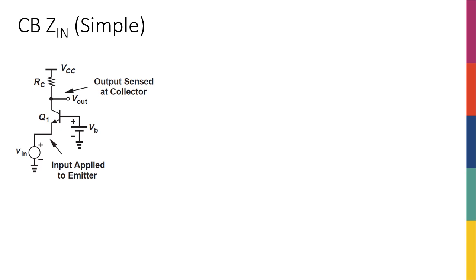To calculate the input impedance, since this is also a small signal parameter, we have to actually draw the small signal model first. So I'm going to replace my transistor with an R pi and the GM V pi, as I always do. And then the emitter is connected to the input source, so this is my VIN to ground. The base is connected to this DC voltage source, so I'm going to call it ground.